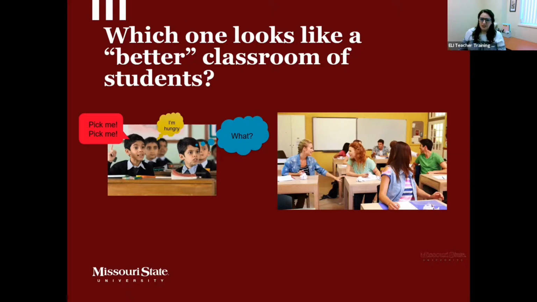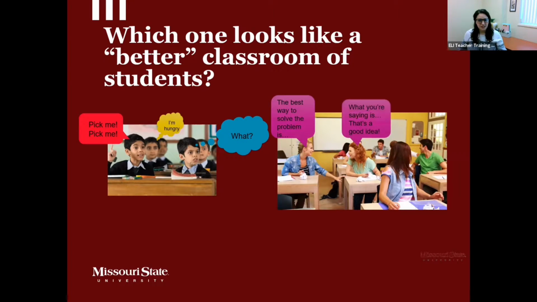Now, what if these students who are chatting over here are saying things like, the best way to solve the problem is, what you're saying is, I think that's a good idea, encouraging each other, building something new together, coming up with new methods and ways to solve problems. Which classroom has better learning going on?